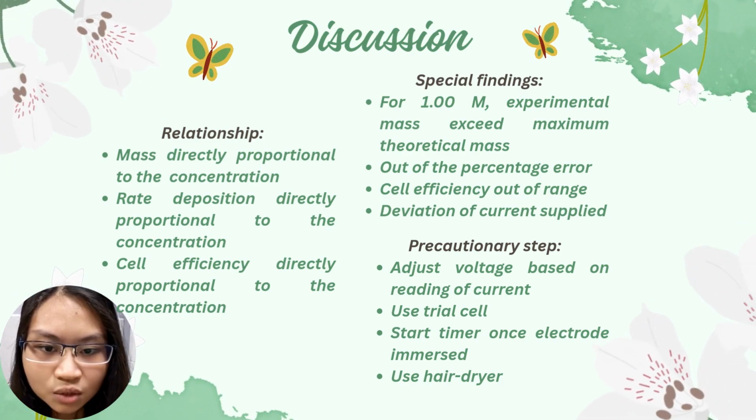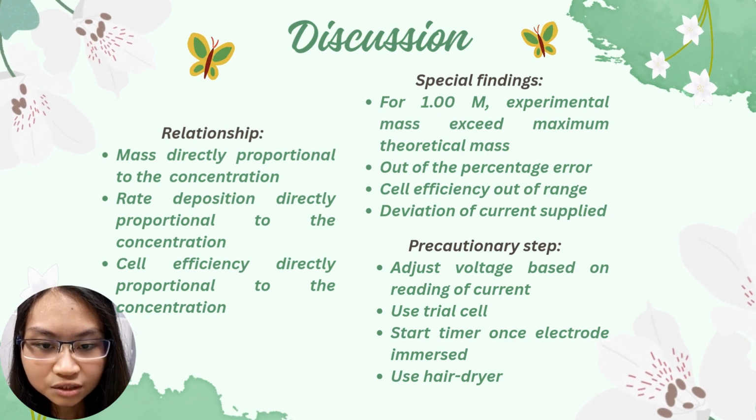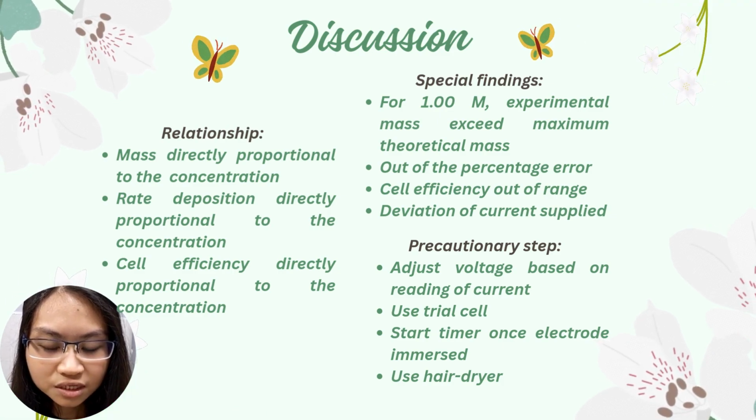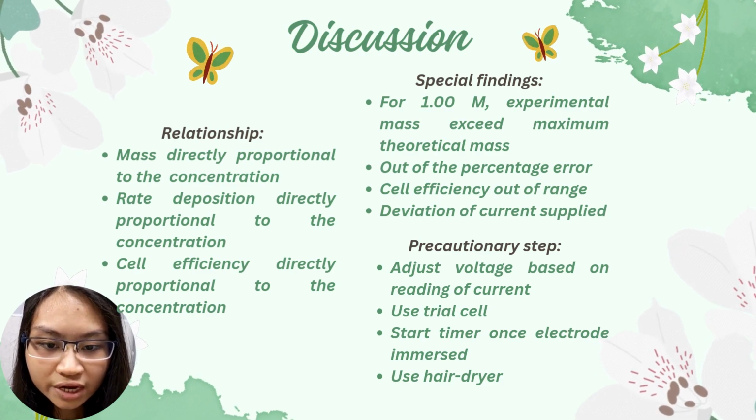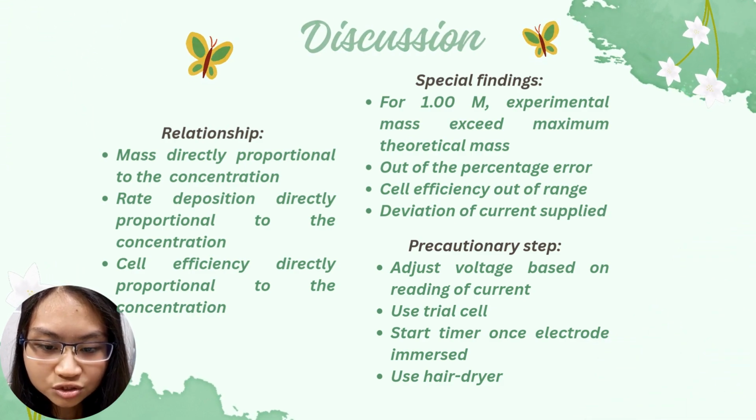For the precautionary steps, adjust the voltage based on the reading of current, use a trial cell to detect the real voltage needed, and start the timer once the electrode has been immersed, since the reaction will happen after the electrode has been immersed, and use the hairdryer.